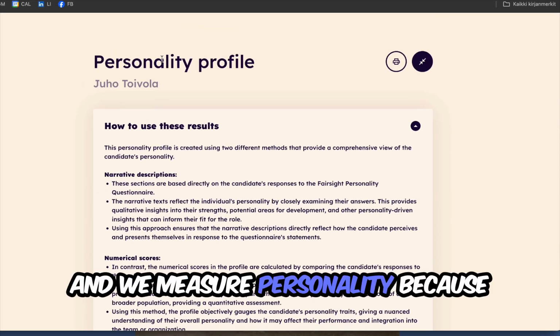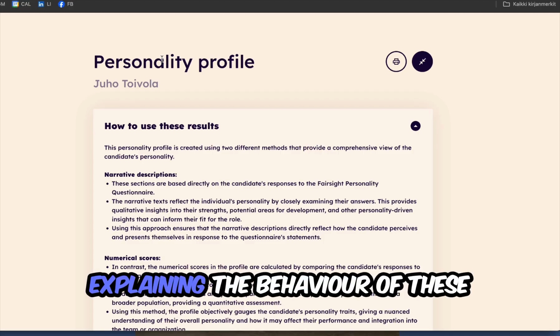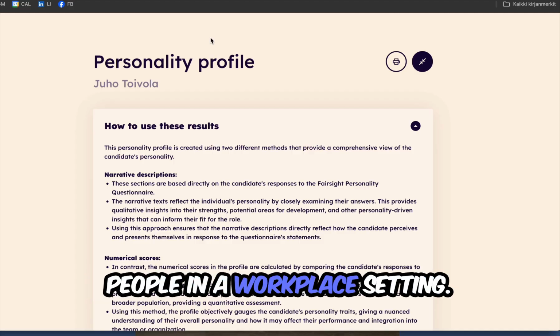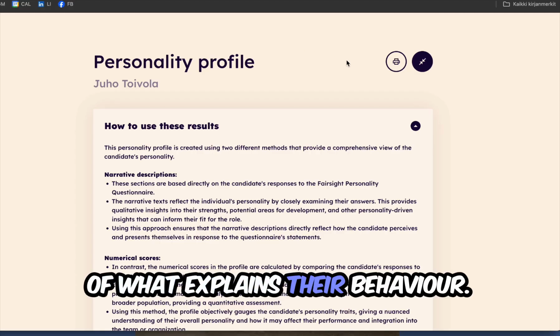And we measure personality because it's an important factor explaining the behavior of these people in a workplace setting. So we get information of what explains their behavior.